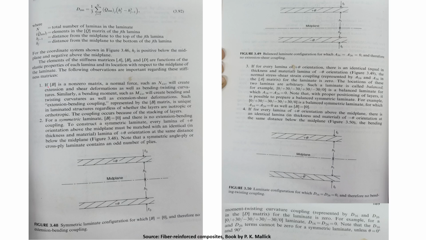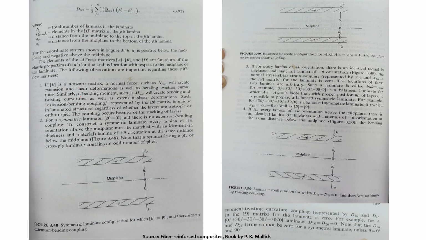The first observation is that if B is a non-zero matrix, a normal force such as Nx will create extension and shear deformation as well as bending and twisting curvatures. Similarly, a bending moment such as Mx will create bending and twisting curvature as well as extension and shear deformation. Such extension-bending coupling represented by the B matrix is unique to laminate structure, regardless of whether the layers are isotropic or orthotropic. If B is non-zero, you can see the B matrix is relating the resultant force to the curvature and also the moment to the mid-plane strain.